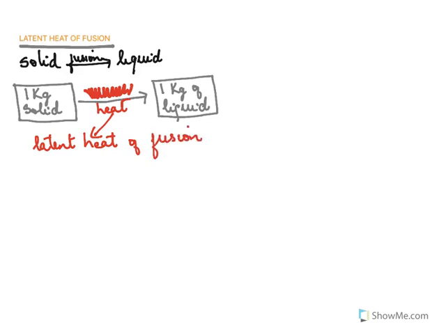So the latent heat of fusion is the amount of heat required to change 1 kg of a solid, to melt 1 kg of a solid to 1 kg of a liquid. And of course we know this happens only at the melting point. That's called the latent heat of fusion. Changing 1 kg of solid to 1 kg of liquid.